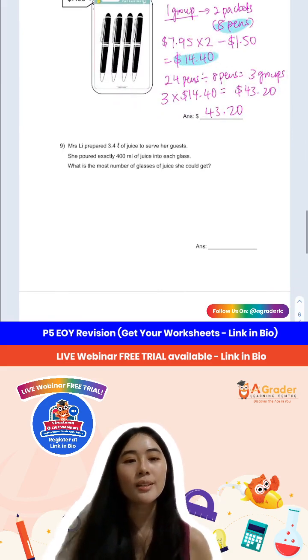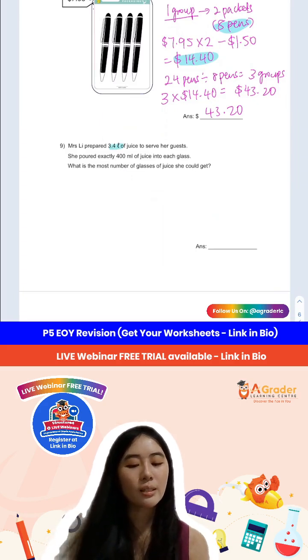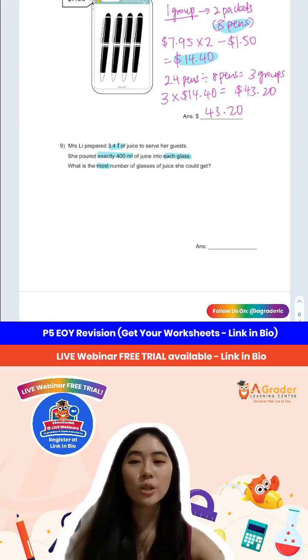The next one I think is fairly simple. Mrs. Lee prepared 3.4 liters of juice to serve her guests. She put exactly 400 milliliters of juice into each glass. So what is the most number of glasses she could get? Please try this question and then let me see your answers.